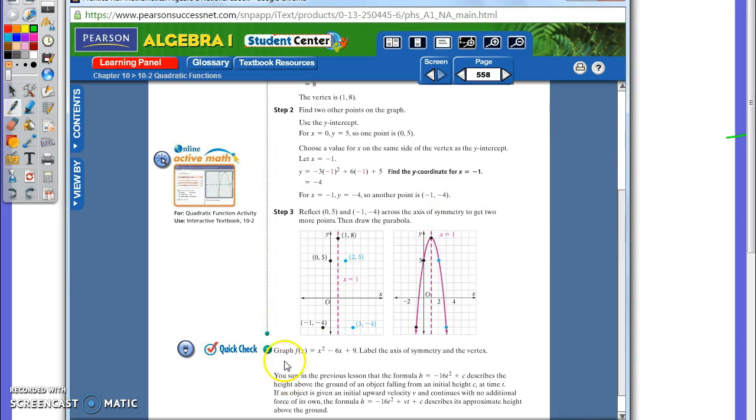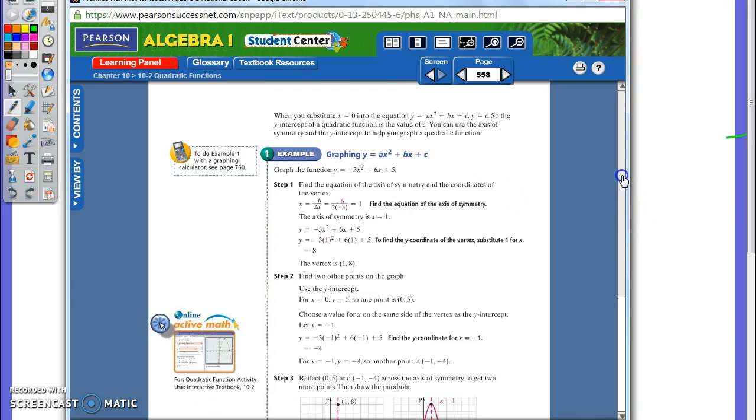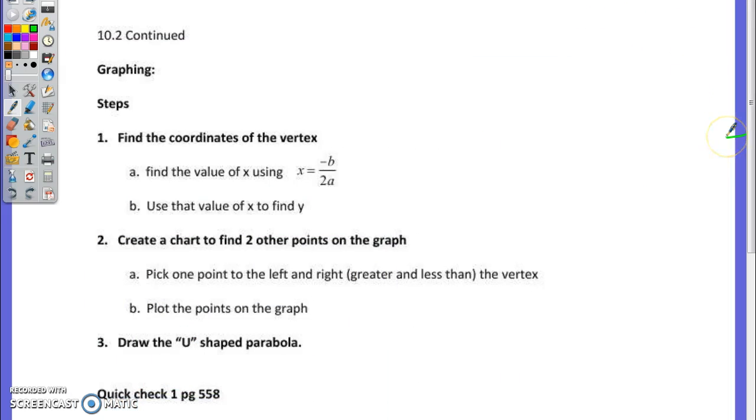We're going to be doing this quick check after we get through these steps on how to do graphing when it's in the form of y equals ax squared plus bx plus c. Yesterday we did finding the vertex, and the x value of the vertex is also the axis of symmetry. So we're still going to be using negative b over 2a. These are the steps we have to follow.